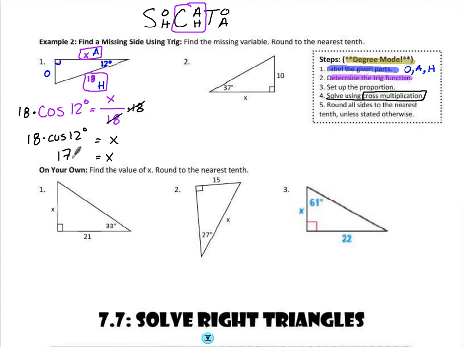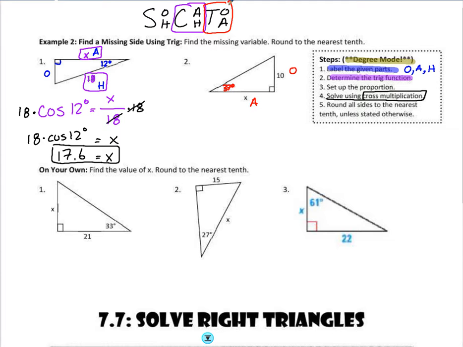In example 2, we're going to follow those exact same steps. Let's go ahead and label our sides based off the angle they give me in this right triangle. This would be opposite of 37. This would be adjacent. And once I see O and A, that tells me the trig function that I want to use, opposite over adjacent.